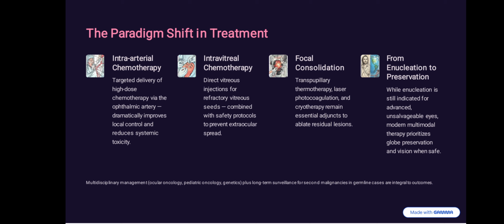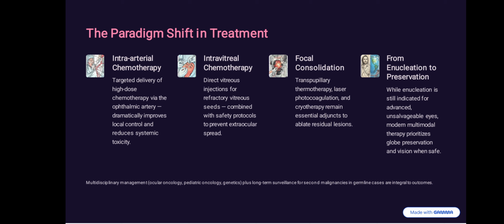The paradigm shift in the treatment. Intra-arterial chemotherapy: targeted delivery of high-dose chemotherapy via the ophthalmic artery dramatically improves local control and reduces systemic toxicity. Intravitreal chemotherapy: direct vitreous injection for refractory vitreous seeds, combined with safety protocols to prevent extraocular spread.